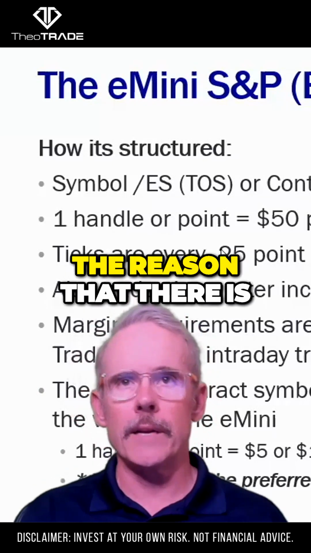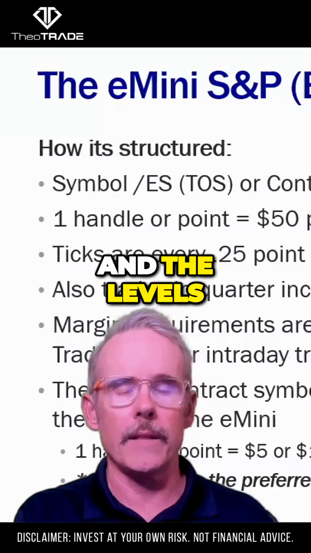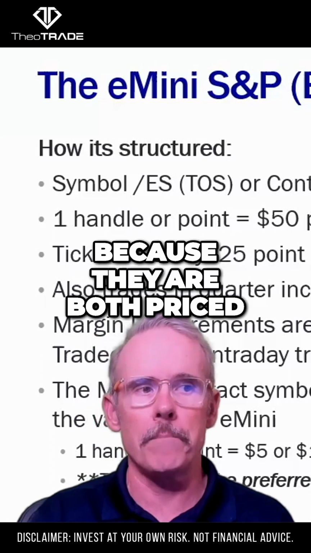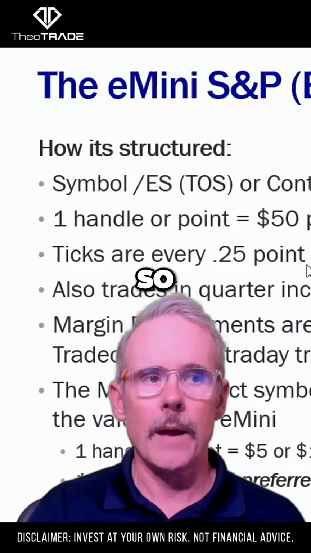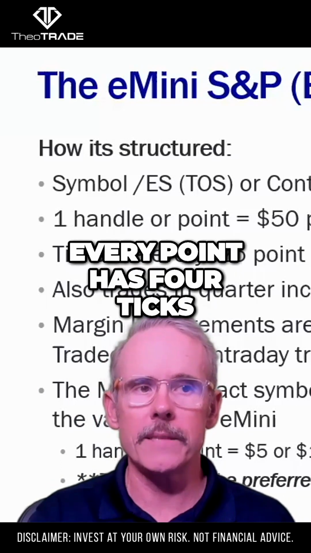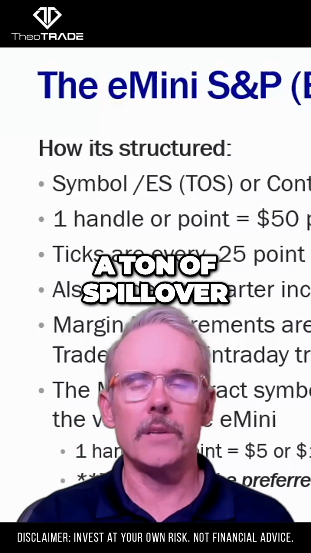Now, the reason that there is a lot of spillover between my levels on the NQ and the levels on the ES is because they are both priced in quarter increments, okay? So every handle, every point has 4 ticks, and that's why there's a ton of spillover.